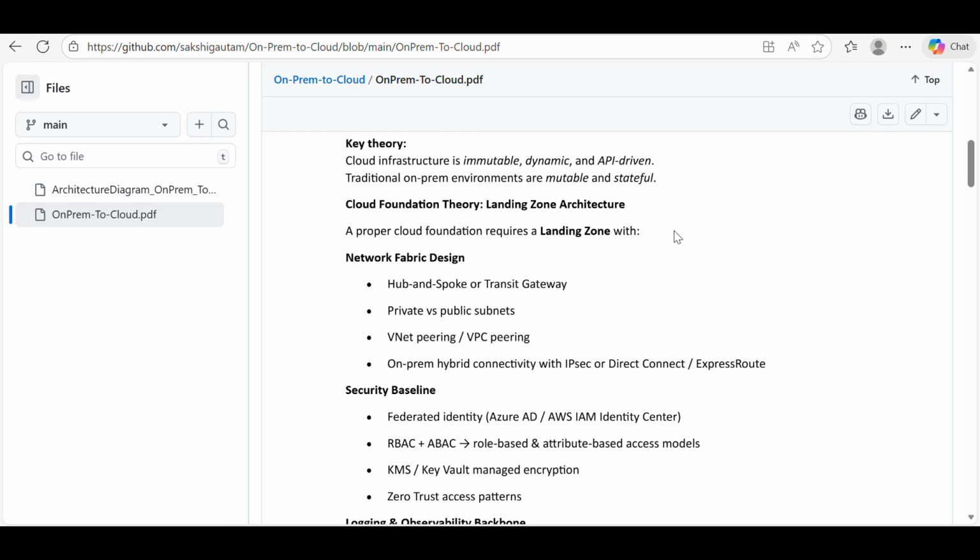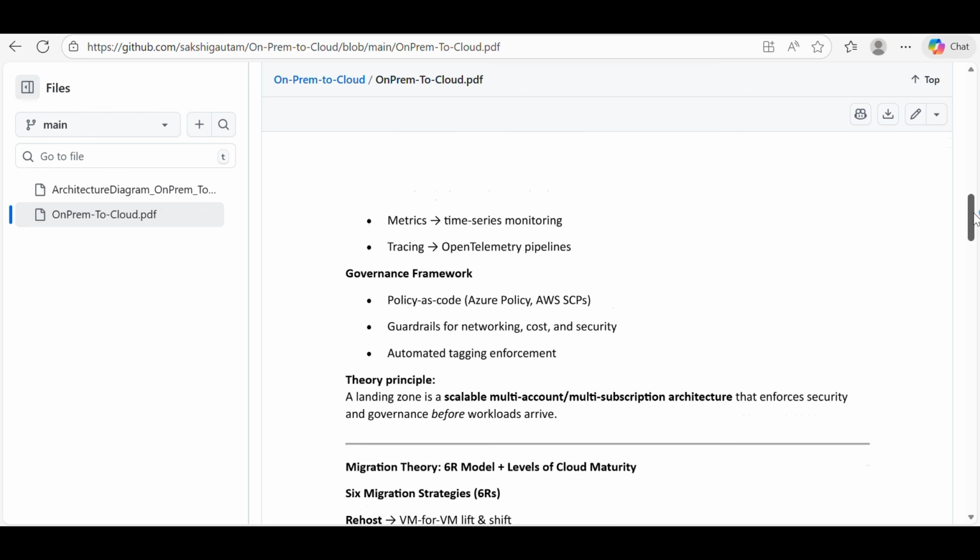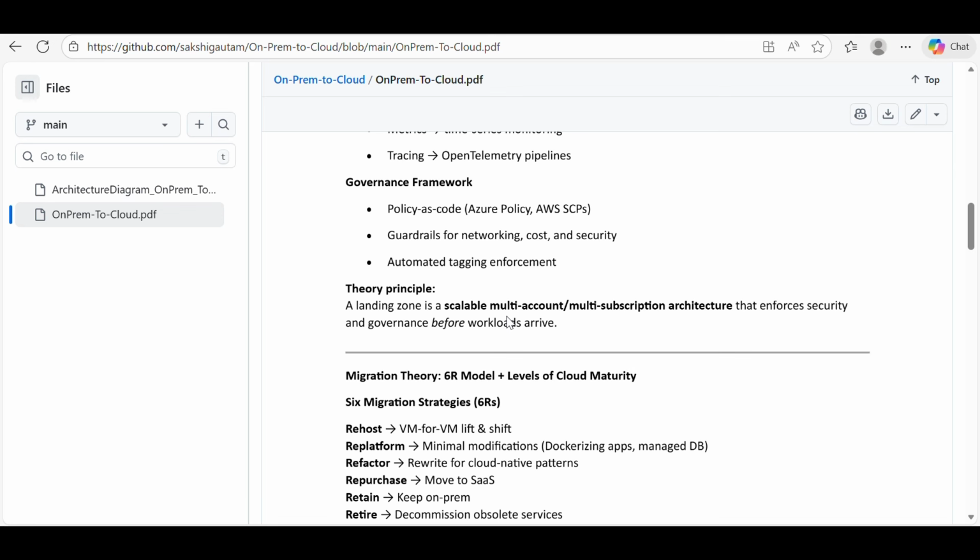So when we are transitioning from on-prem to cloud, we have to make sure what the landing zone is. Proper cloud foundation requires a landing zone. Now, you might be confused about what a landing zone is. Landing zone means how you are going to create a scalable multi-account or multi-subscription architecture that enforces security and governance before workloads arrive.